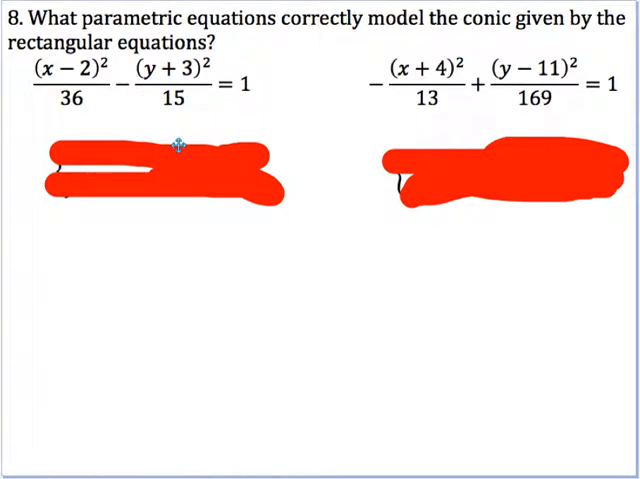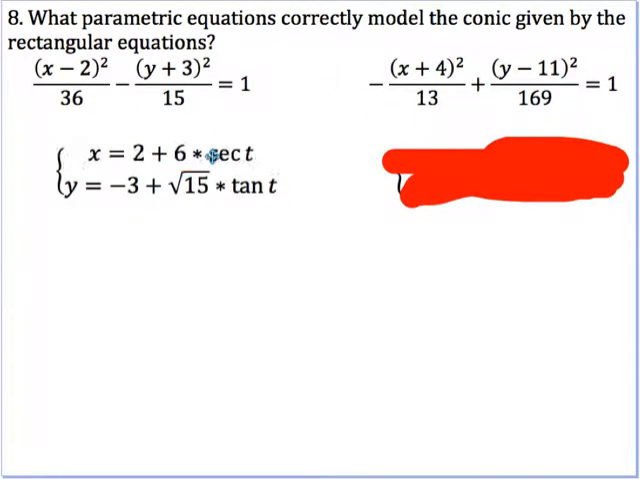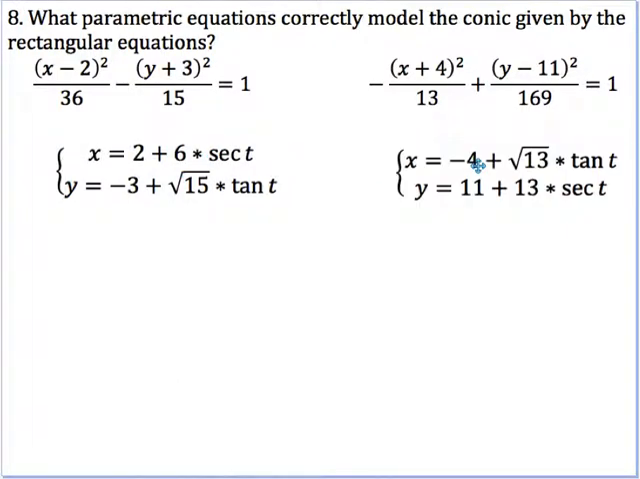Okay. Let's see, what parametric equations correctly model the conic given by the rectangular equations? So here's your rectangular equations. You need to figure out the parametric form of these equations. First thing you want to do, figure out what type of conic it is, because you have a minus sign here and here. Both of these are going to be hyperbolas, and then I'm just going to uncover the formulas, and I'll show you where the numbers are from.